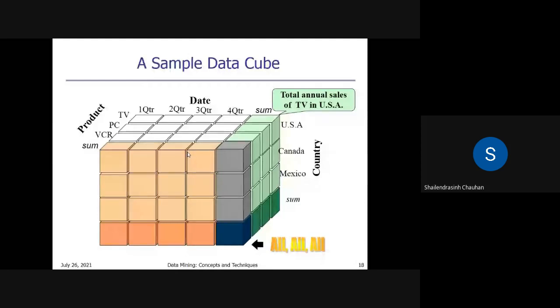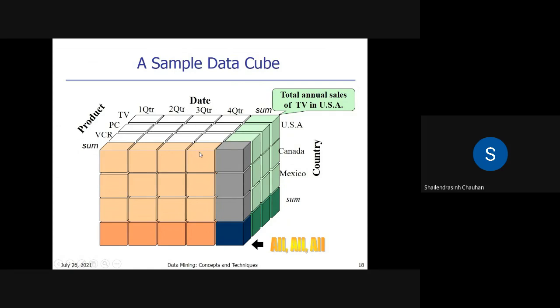So first, for example, let us try to understand this cuboid, which is having 3 dimensions: product, date, country. Now this particular row represents the data of VCR. This row represents the data of PC, and this is representing data of TV. This row is representing the data of first quarter, this is for second quarter, third quarter, fourth quarter.